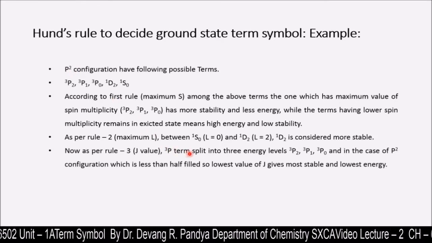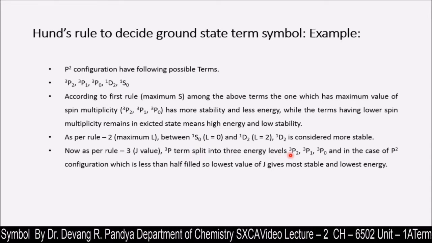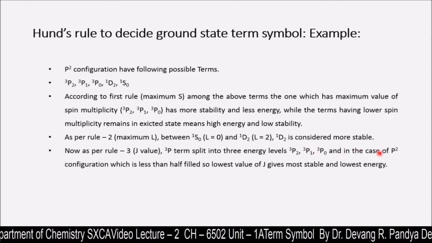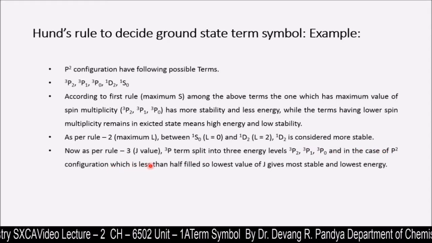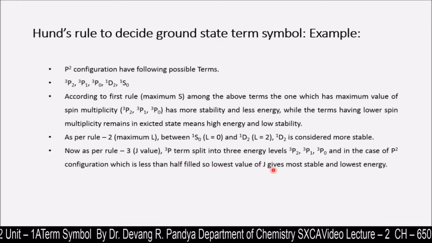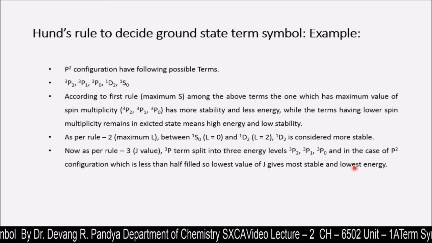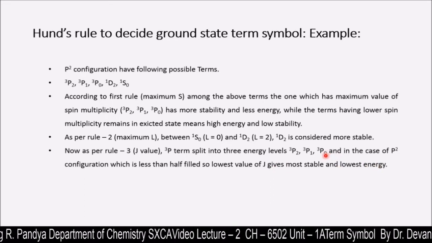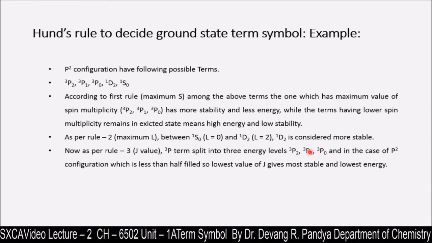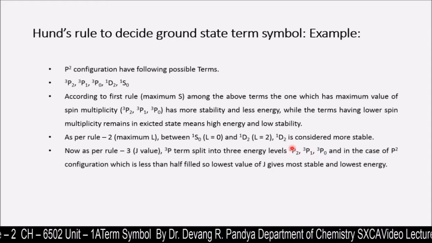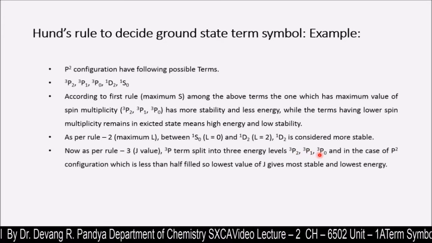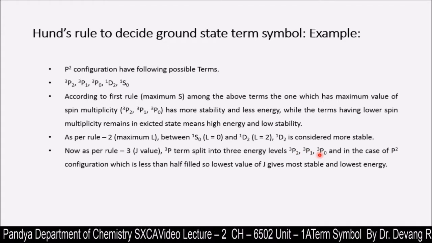So the triplet P term splits into 3 energy levels, as you know: triplet P2, triplet P1 and triplet P0. In the case of the p2 configuration, which is less than half filled, as I have already explained, the lowest value of J gives more stability and lowest energy. Here the lowest value of J is 0. So triplet P0 is lowest in energy, then triplet P1 is a little higher in energy, and then triplet P2 is even higher in energy. So that way we can separate this set of term symbols into different energy levels.